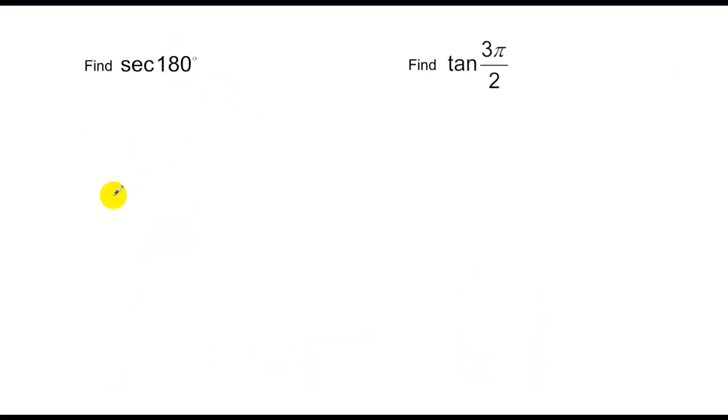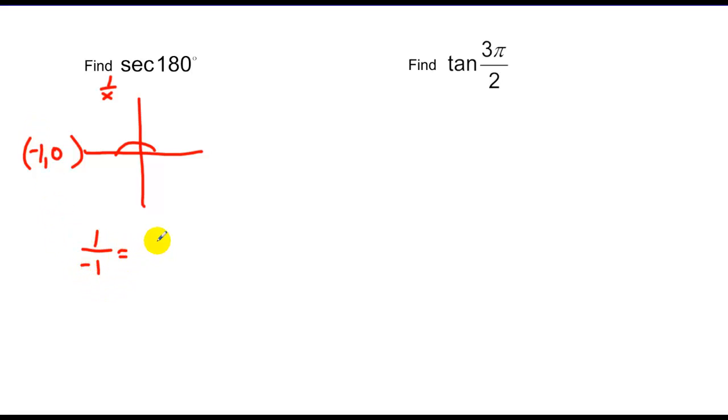Secant of 180, well, once again, where am I? I'm at 180 degrees, which is over here. My x and y values are negative 1 and 0, and secant is 1 over the x value. So if I take 1 over my x value of negative 1, I end up with negative 1.